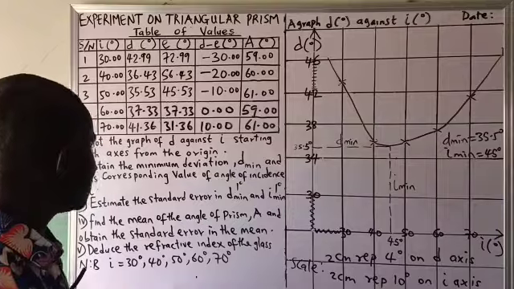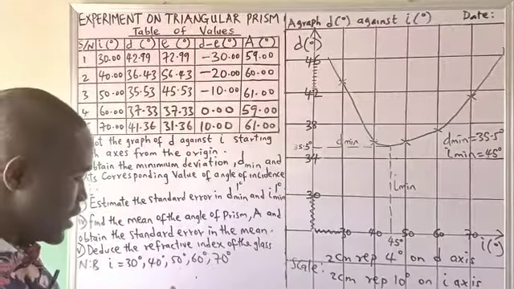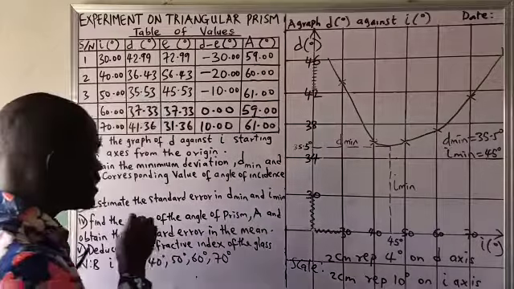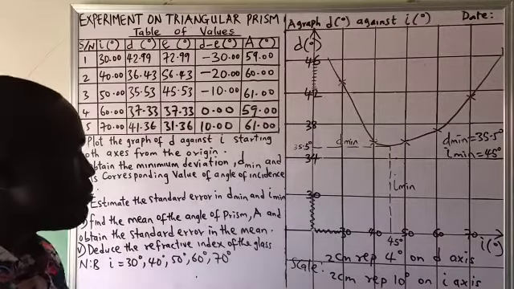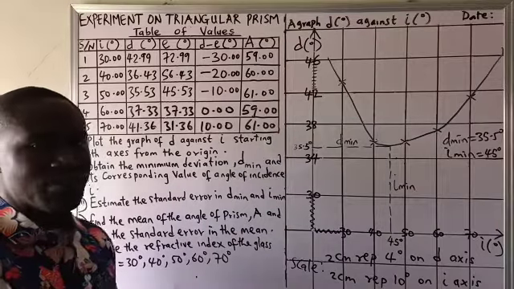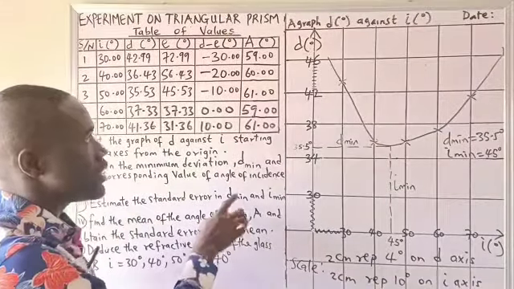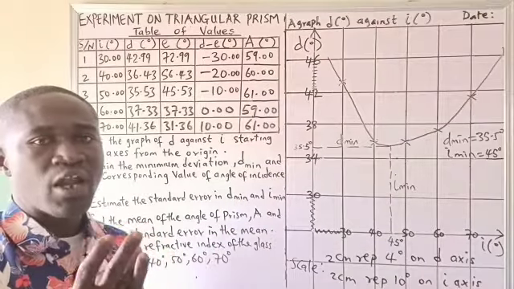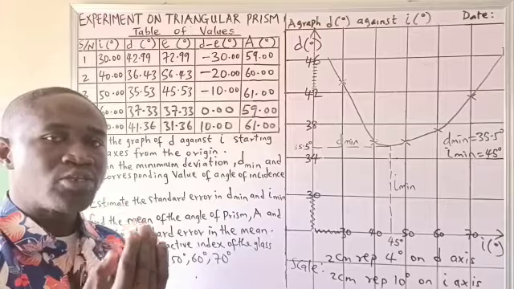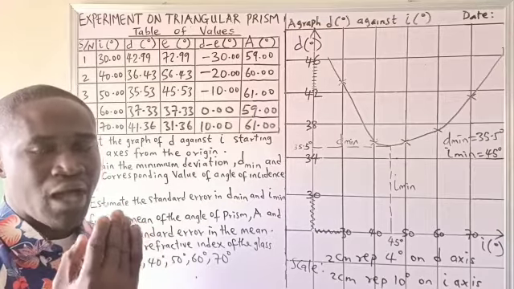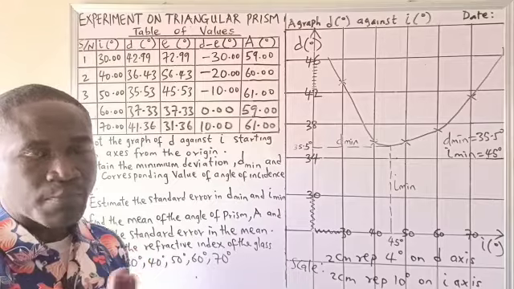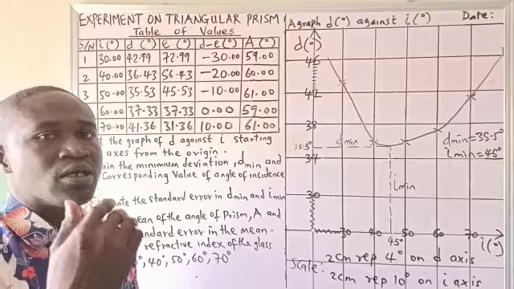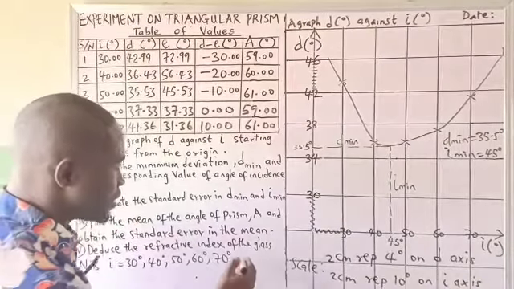Okay? Now the next is to estimate the standard error in D minimum and in I minimum. Because D minimum is an angle and I minimum is also an angle, the lowest value you get from the measuring instrument we have for measuring angle, that is the protractor, is 1 degree. That is, it's calibrated this way.